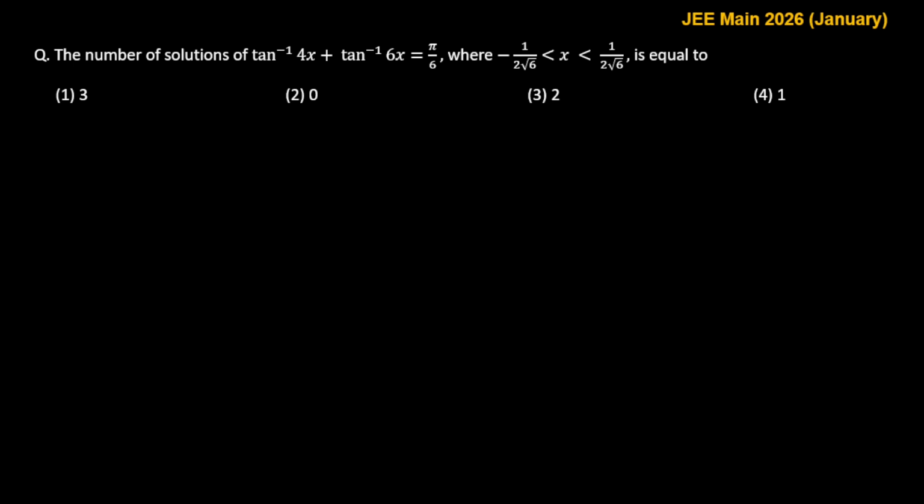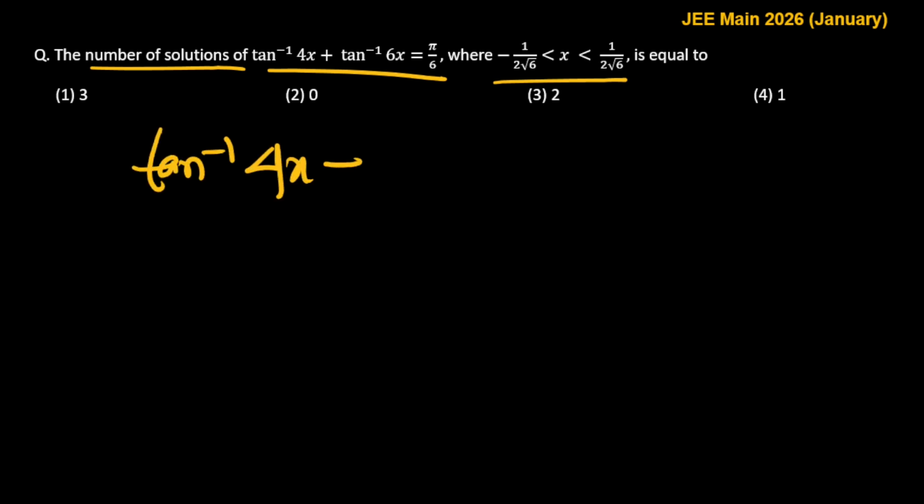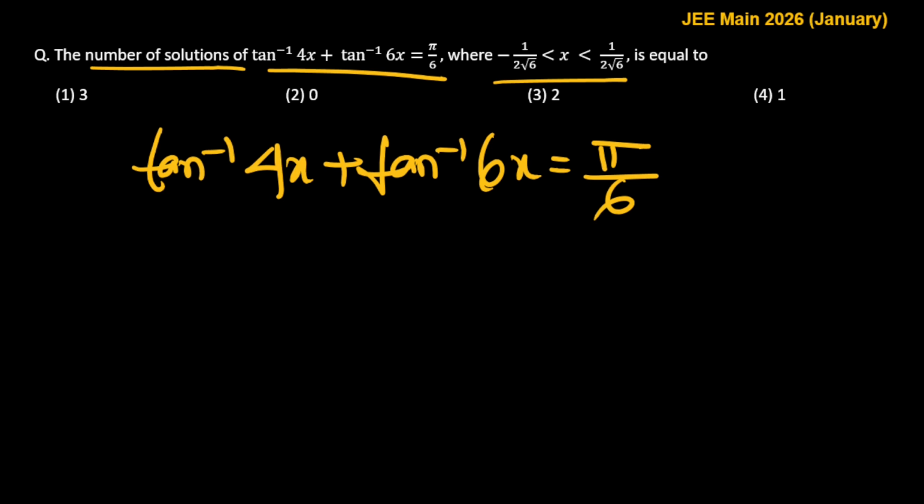The question asks for the number of solutions of this equation where x lies in this interval. The equation is tan inverse 4x plus tan inverse 6x is equal to pi by 6, and we are asked to find how many values of x are valid for this interval.